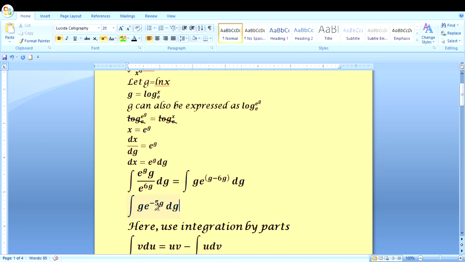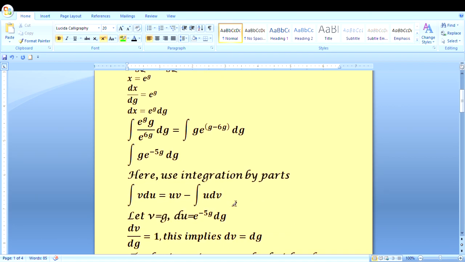Here we can see that we can separate this. This can be g times exponential minus 5g dg. The most appropriate technique here is integration by parts, so we definitely use that. And here the integral of u dv is equal to uv minus the integral of v du.